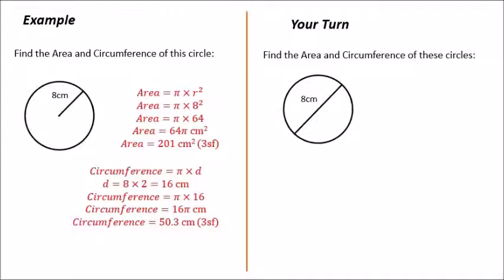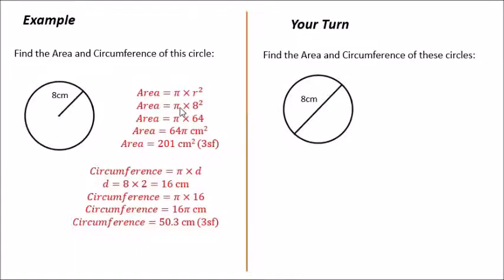So in this example, the first thing I did for both the area and circumference is I wrote down the formulae. So the area of a circle is equal to pi r squared, which is pi multiplied by the radius squared. And the circumference is pi d, which is pi multiplied by the diameter. Those are really important to remember. Make sure you try and learn those.